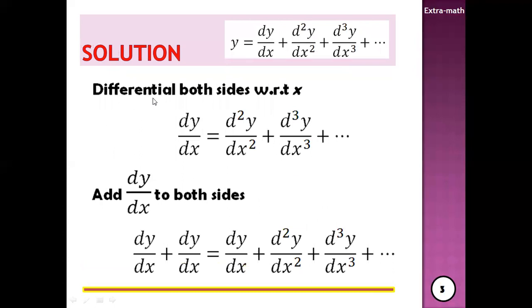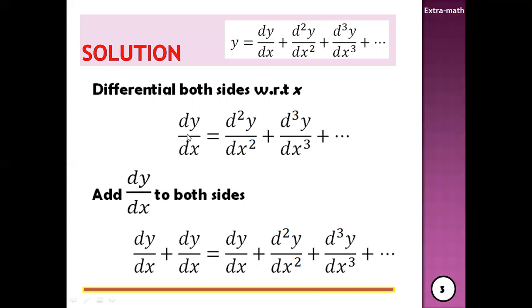In the first step, we will differentiate both sides of this differential equation with respect to the variable x. So y becomes dy over dx, and dy over dx becomes d square y over dx square, and d square y over dx square becomes d cube y over dx cube, plus etc.